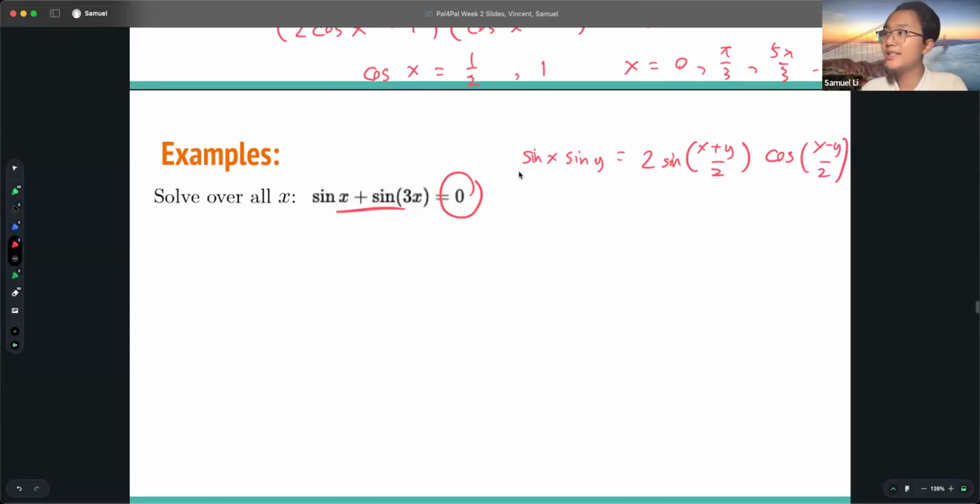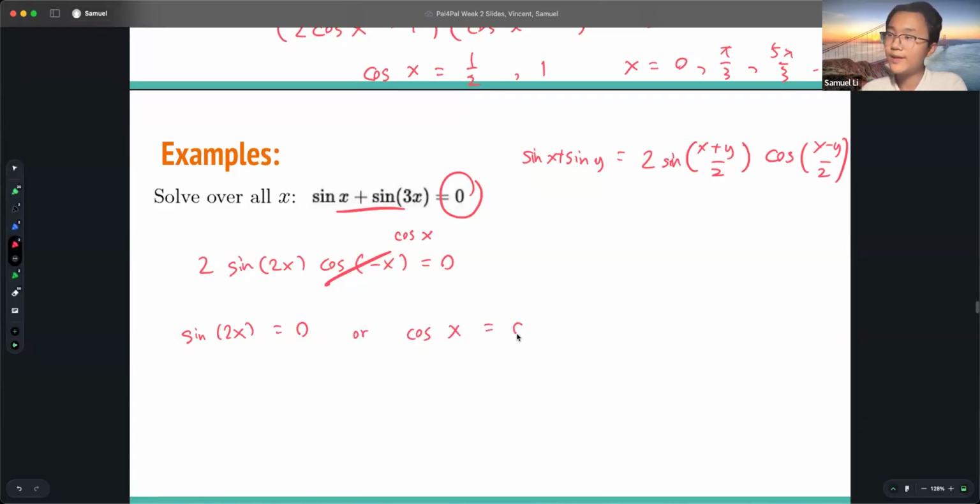So applying this for x, wait, is this right? Oh, wait, no, this is a plus. My bad. So applying this for y equals 3x, we can get that this will be 2 sine of 2x times cosine of negative x is equal to 0. Cosine of negative x is just cosine of x. So we get that either sine of 2x equals 0 or cosine of x equals 0.